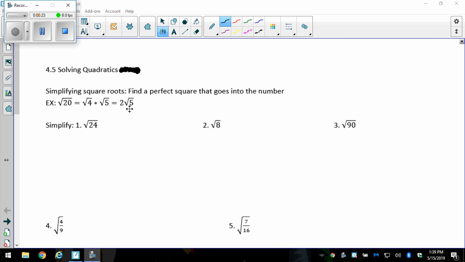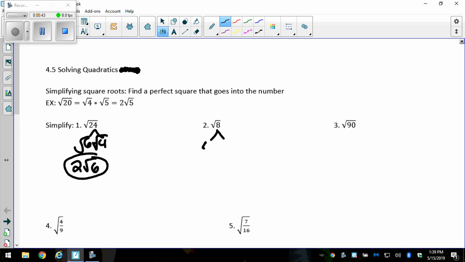So let's practice a few of these. So square root of 24 could be broken down into 6 times 4. We're going to square root each of those. Square root of 6 is a decimal. The square root of 4 is a whole number. So it would be 2 square root of 6. So now you try number 2.